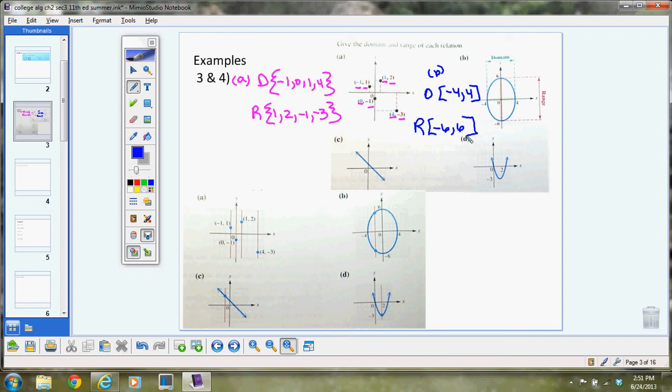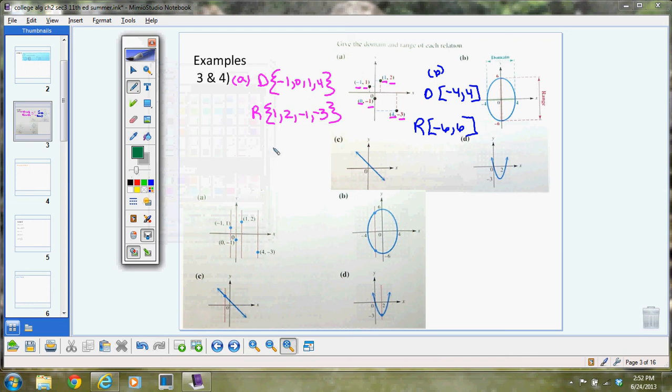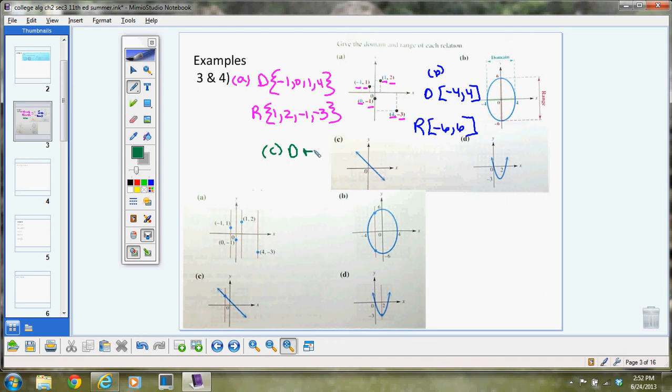Now part C is a line. A line always has the same domain and range, and you can expect to see this on a test. Domain and range would be -infinity to +infinity. It eventually is going to cover all the x's and all the y's because it keeps going forever. Now remember, when we use infinity here, we use parentheses, not brackets, okay? Because you can never equal infinity.